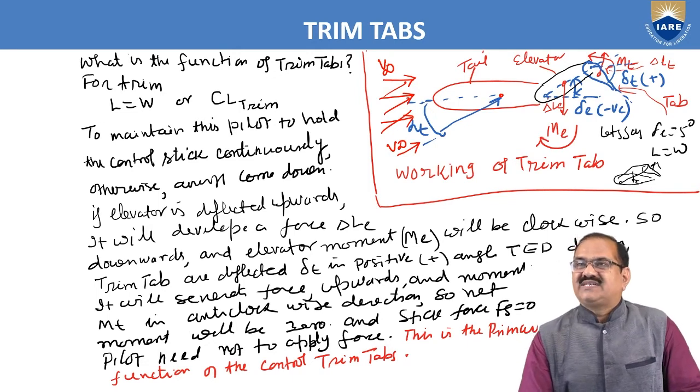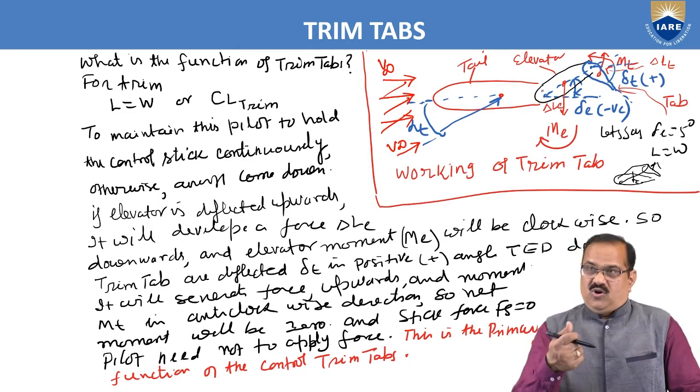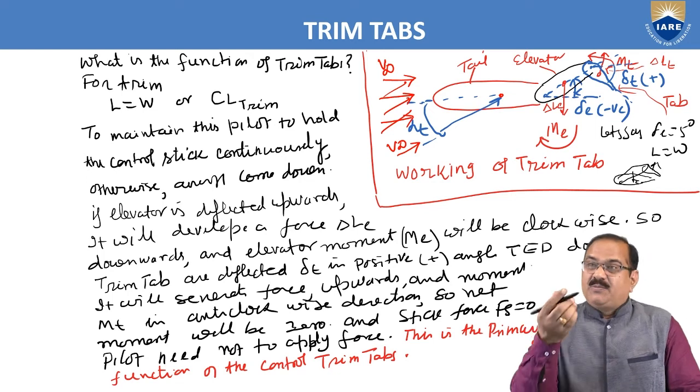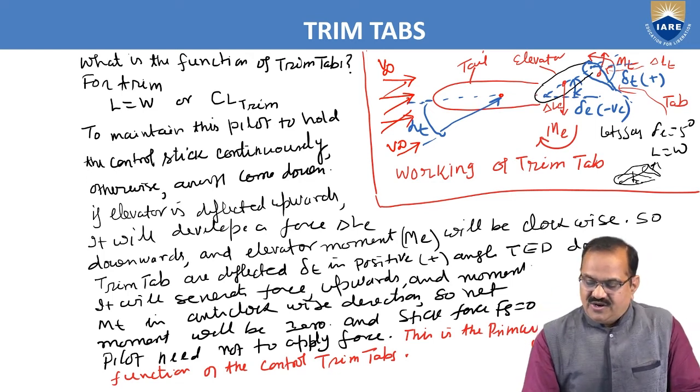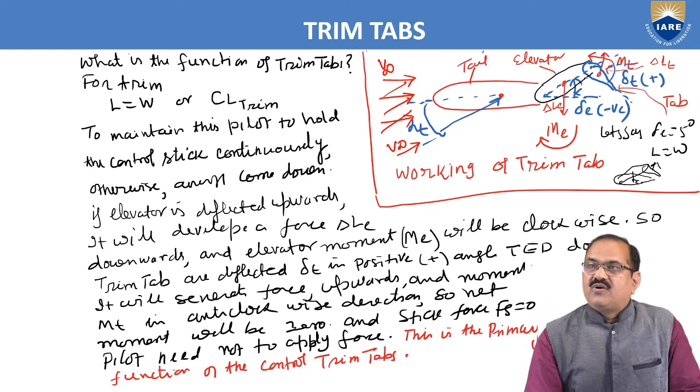Okay, so now the pilot has applied a pull. By pulling, he wants to increase this upward. The elevator has gone upward. By going upward, this elevator is generating a force LE downward. This LE here is the hinge line. This will generate a moment ME in the clockwise direction.